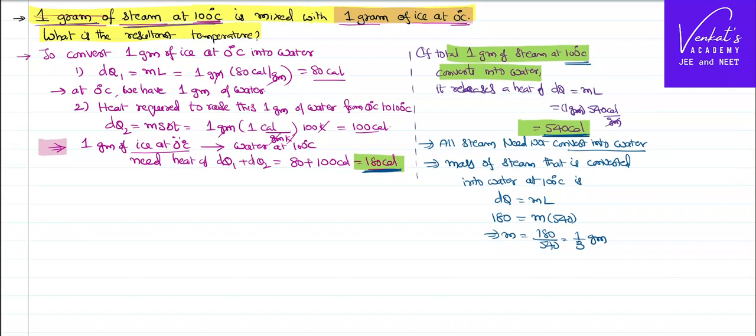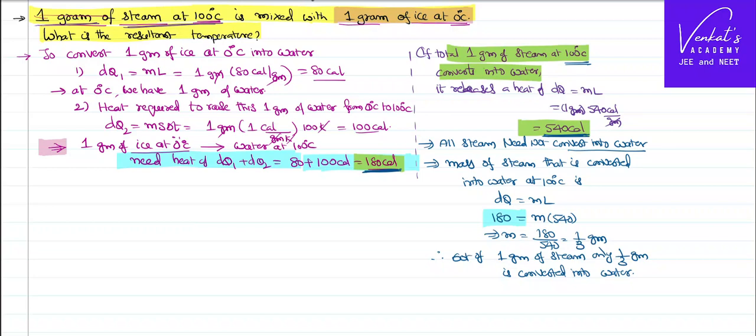So if you notice carefully, out of 1 gram of steam, only 1/3 gram is converted into water, so that it releases a heat of 180 calories. With that 180 calories, all these things will happen. That entire ice is converted into water at 100 degrees centigrade. That's the important point that you need to get.